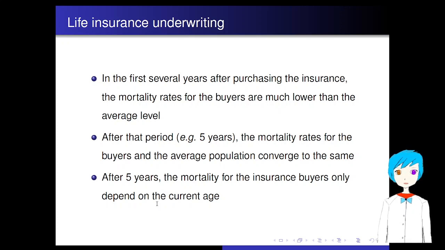In the first several years after purchasing the insurance, the mortality rates for the buyers are much lower than the average level, because before buying the insurance, the buyers need to provide a health certificate or undergo an examination process. After that selection period, for instance 5 years, the mortality rates for the buyers and the average population converge to the same. So again, if the selection period is 5 years, then after 5 years, the mortality for the insurance buyers only depends on the current age.